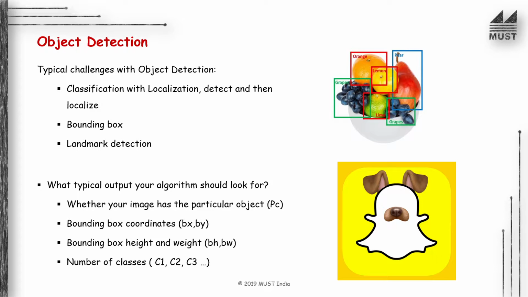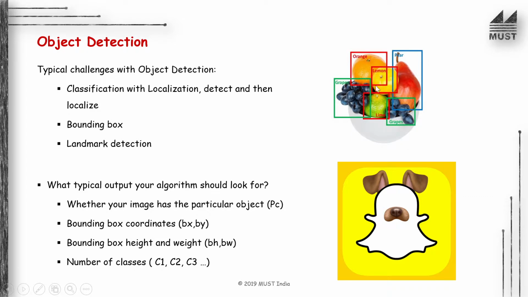Now, coming to object detection. In object detection, the typical challenge you face is, as I said, that you try to classify and localize. So you do classification with localization. Basically, you try to detect and localize whether and where your particular object exists. In such a case, the typical outputs your algorithm should look for are, firstly, whether your particular object exists in the image or not. So you try to find the probability for that, which you normally call PC.